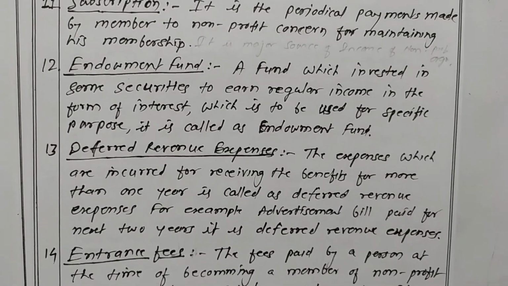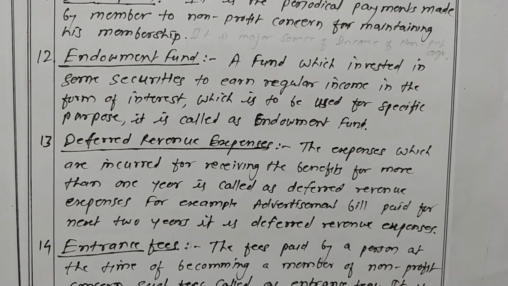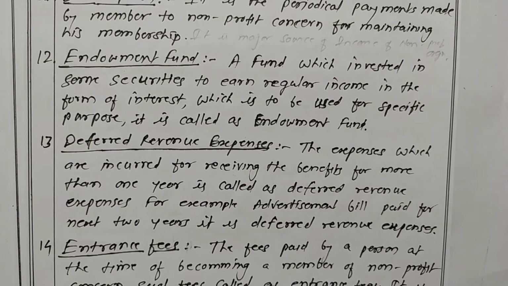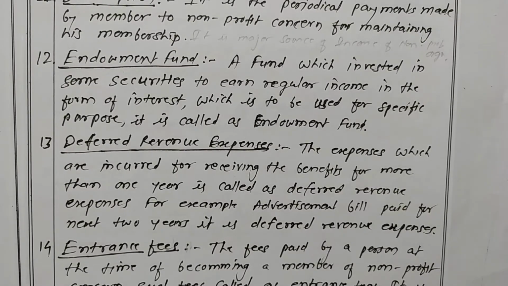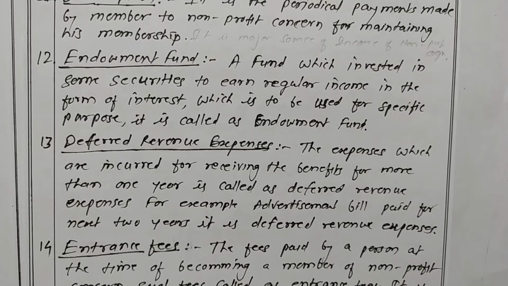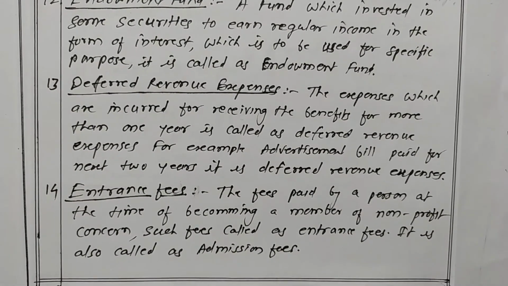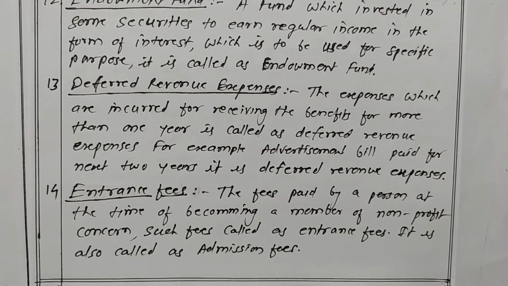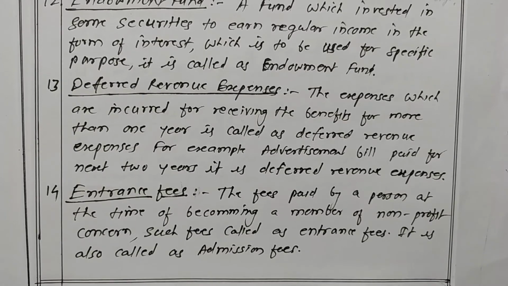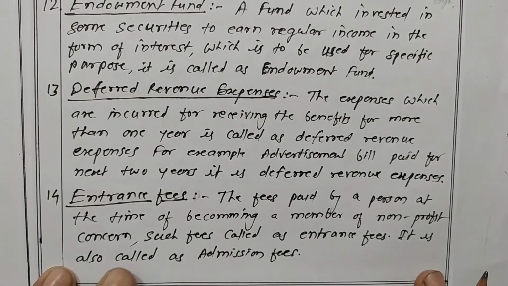Now, what are deferred revenue expenses? The expenses which are incurred for receiving the benefit for more than one year are called deferred revenue expenses. For example, an advertisement bill paid for the next two years is a deferred revenue expense. Now, what are entrance fees? The fees paid by a person at the time of becoming a member of a non-profit concern are called entrance fees. It is also called admission fees.